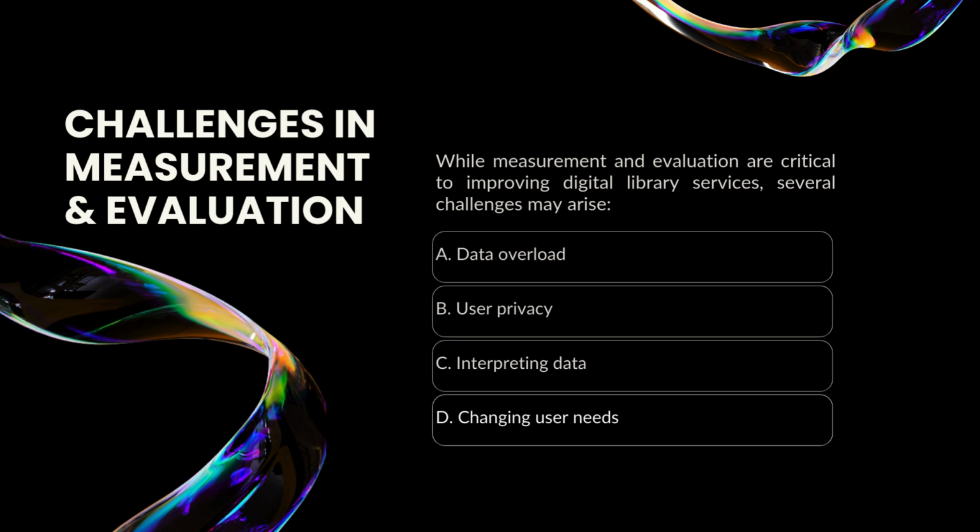The first challenge is data overload. Digital libraries generate a large amount of data, such as usage statistics, system logs, and user feedback. When there is too much data, it can be difficult to identify which information is truly important. For example, having thousands of usage records is not helpful if librarians are unsure which indicators should guide decision-making.